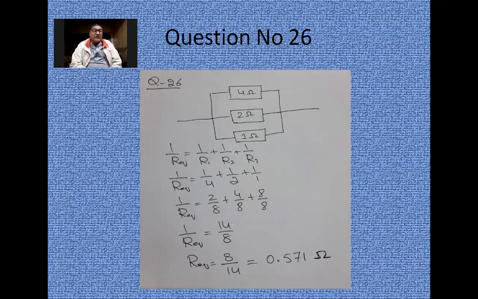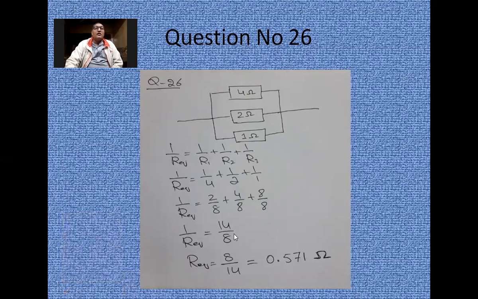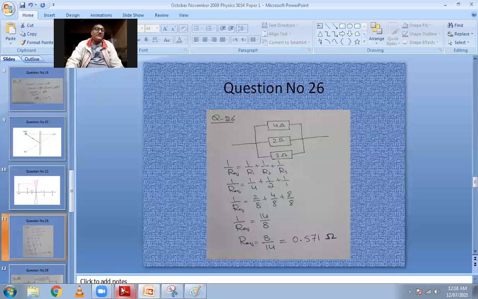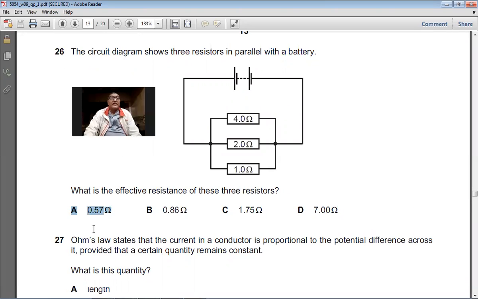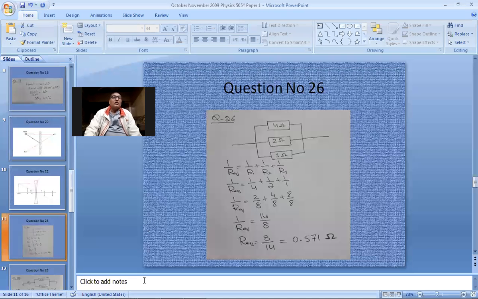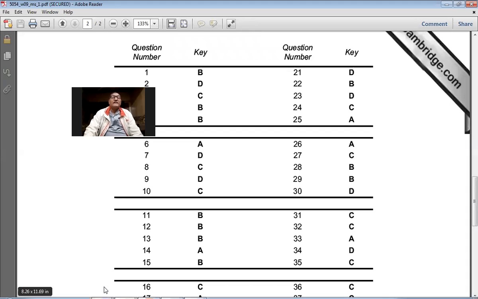So 1 by R equivalent is equal to 14 divided by 8. So cross multiplying, R equivalent will be 8 divided by 14, and that will be 0.571 ohm. 0.57. So question number 26, A looks the best option. Question number 26, A is the option.